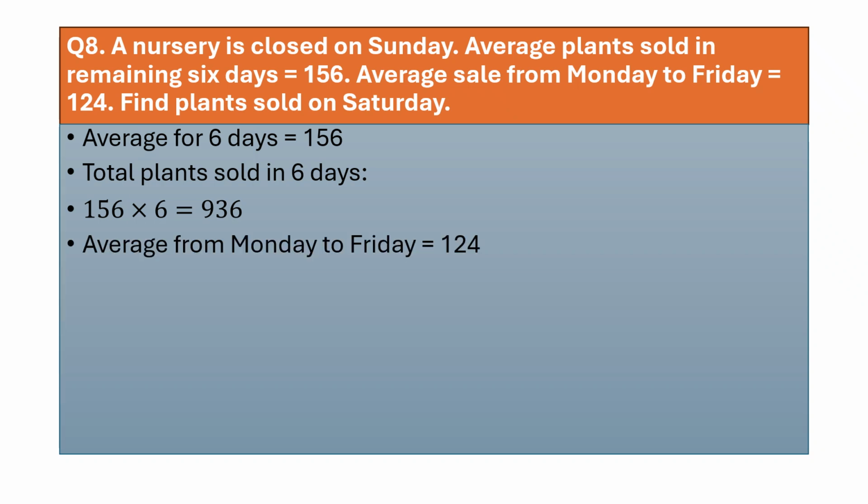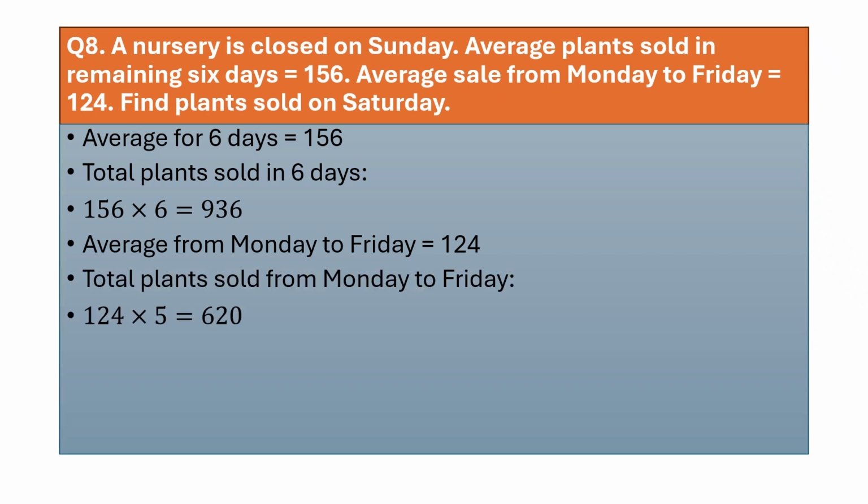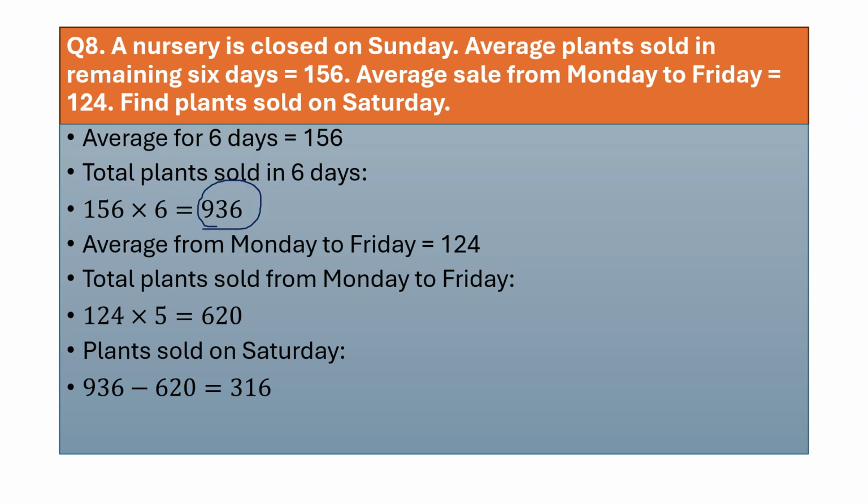And now what is given? Average sale is given from Monday to Friday. It is 124. So total plants sold from Monday to Friday will be 124 into 5, because Monday, Tuesday, Wednesday, Thursday and Friday, these are 5 days. So 124 into 5 will give you 620. So plants which are sold on Saturday, again the same method. You have to subtract 936 minus 620, which will give you 316, and your final answer is 316.